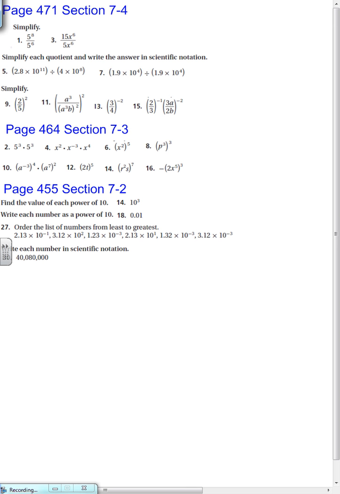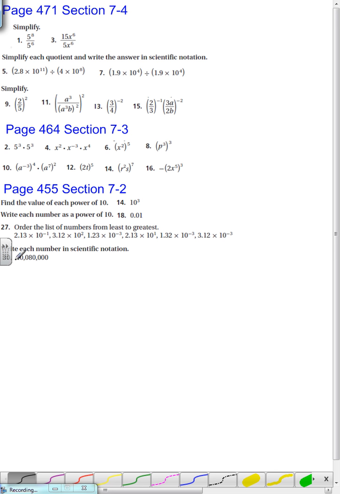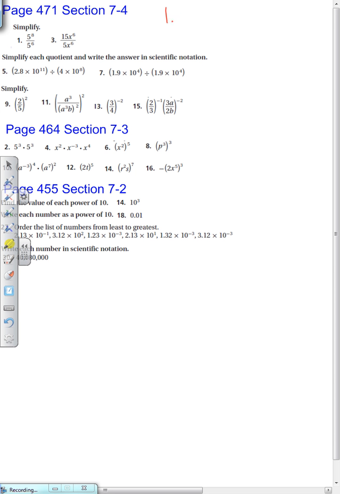All right, number 1 is asking you to simplify 5 to the 8th divided by 5 to the 6th. So when you have like bases, you subtract exponents on a division problem. So it's basically just 5 to the 8 minus 6 power. And 8 minus 6 is 2, so you end up with 5 squared, and 5 times 5 is 25.